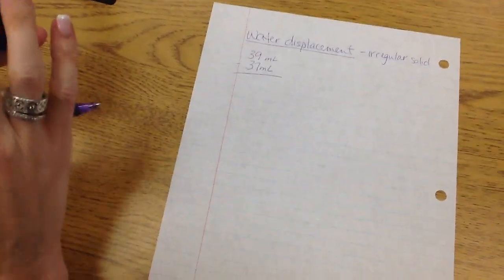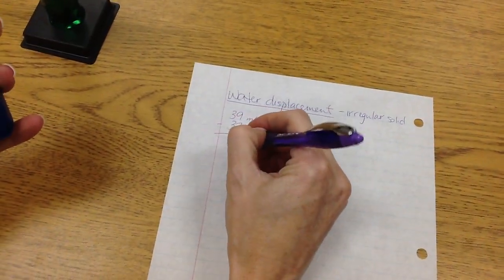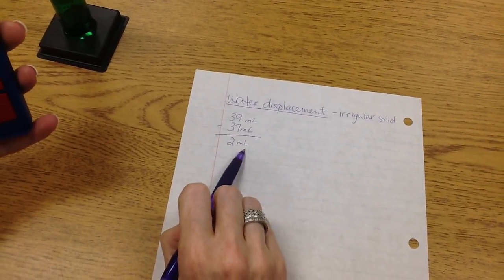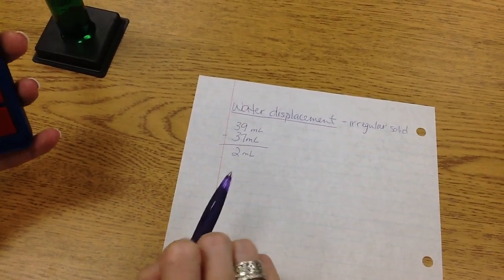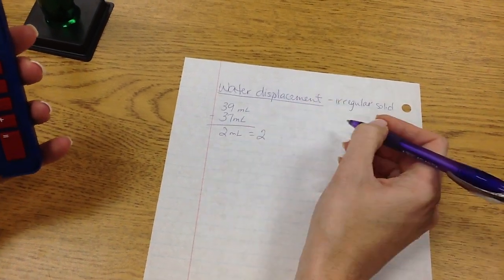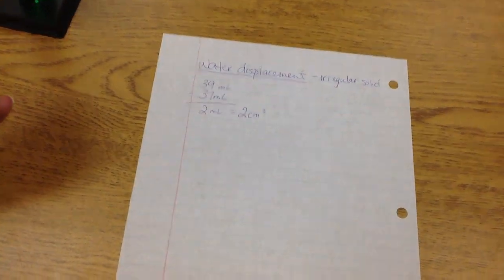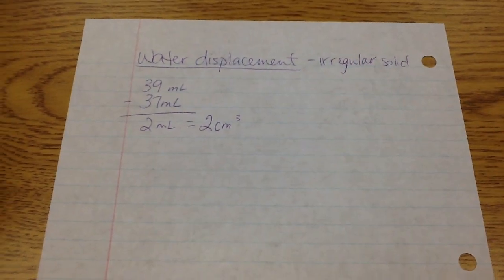Do a little bit more math. We have 39 minus 37 equals 2 milliliters, but we can't leave our unit in milliliters because that indicates the amount that the water changed. We're looking for the volume of the irregular solid, so we've got to do a little conversion. The number will stay the same, but then our unit is going to be cubic centimeters because when we're doing water displacement, we're always going to use that unit, cubic centimeters.